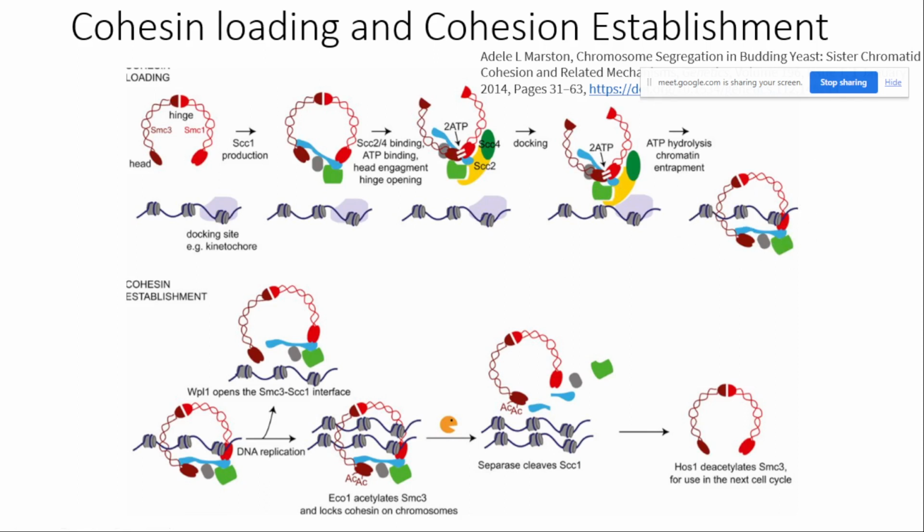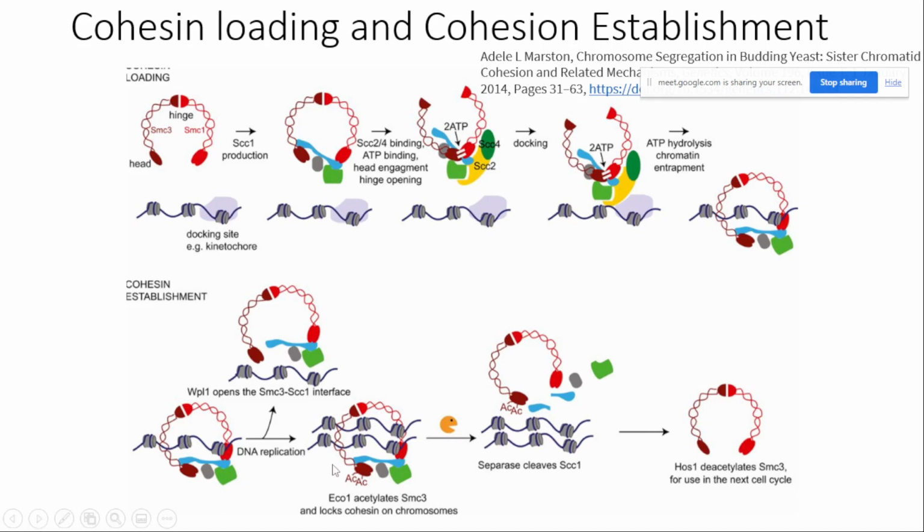Now after this chromatid entrapment, when it entraps the chromosome within its ring, it is important to maintain this cohesion, right? Because there is always a presence of a negative regulator, which is WPL1. So what does WPL1 do? It opens the SMC3-SCC1 interface, and this interface is the DNA exit gate. If it opens this SMC3-SCC1 interface, the DNA will exit from here, and the cohesin will be deloaded from the chromosome.